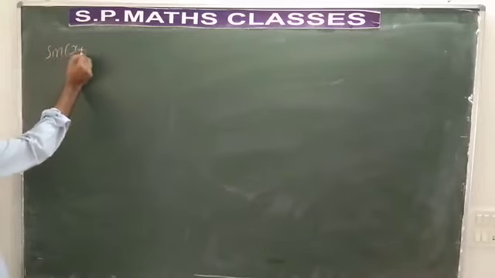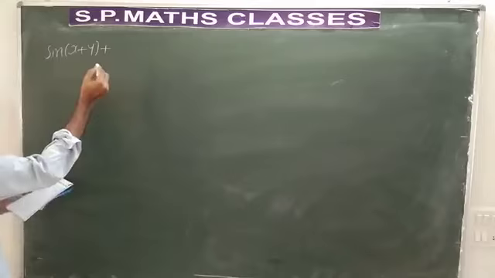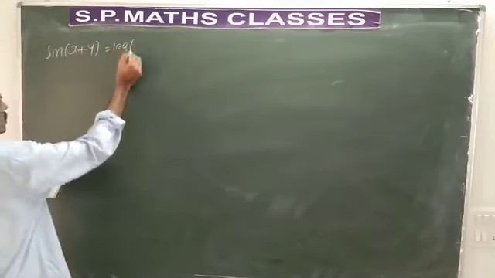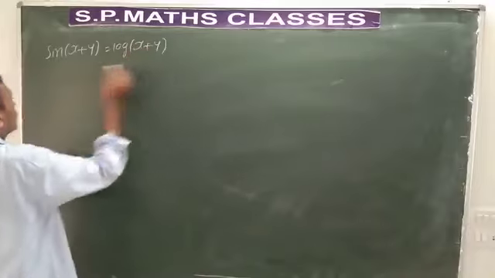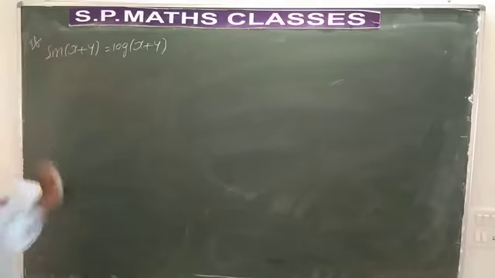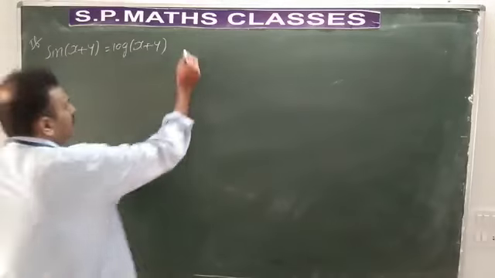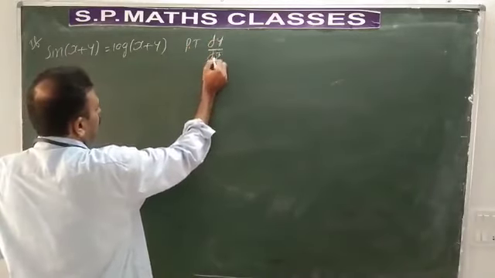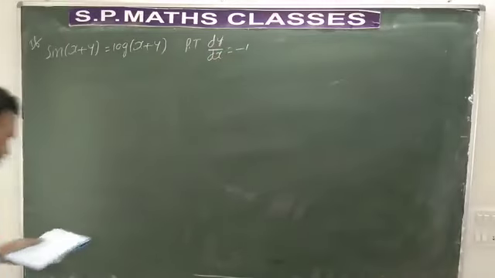Sine of x plus y is equal to log of x plus y. If sine of x plus y is equal to log of x plus y, prove that dy by dx is equal to minus 1. That is the important question.